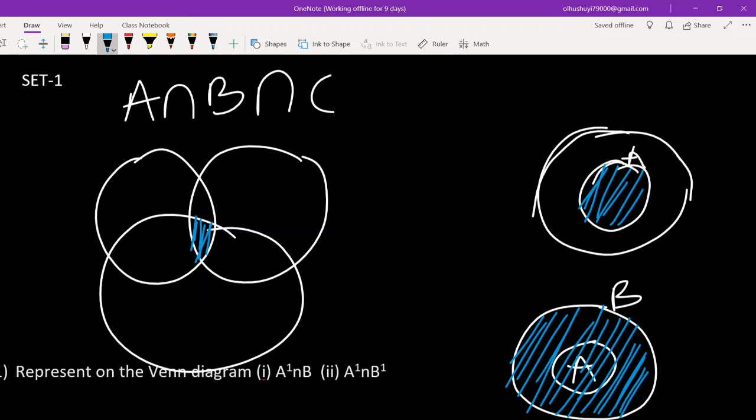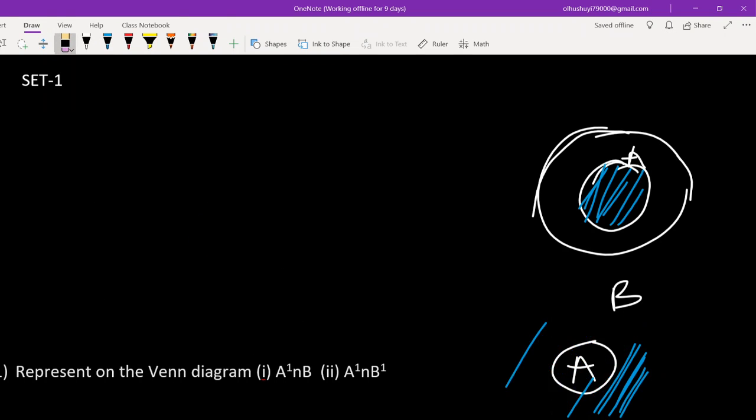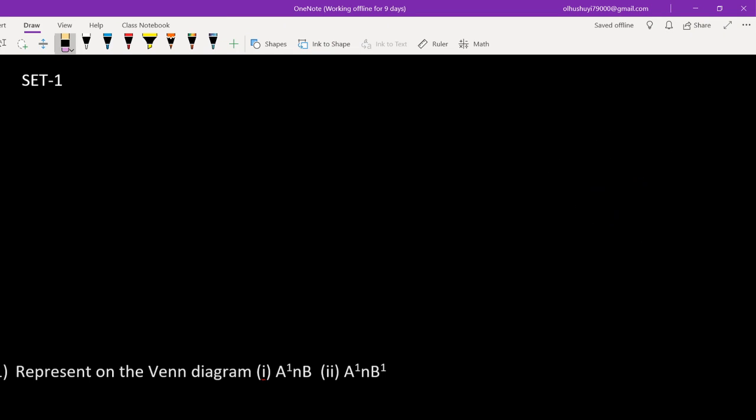If you have A prime intersect B intersect C prime, we have a lot of them. Let me treat as much as possible so that you can have the knowledge of how to do this by yourself. You have A prime intersect B intersect C prime.